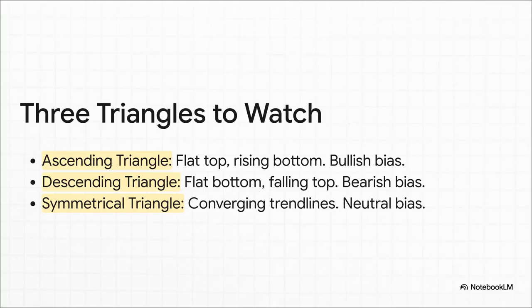So there are three main types you need to keep an eye out for. You've got the ascending triangle, which has a flat top and a rising bottom that usually hints at a bullish breakout. Then there's the descending triangle, which is the exact opposite, a flat bottom and a falling top, which suggests a bearish breakdown is more likely. And finally, the symmetrical triangle, which is totally neutral. The price is getting squeezed from both sides and it could really break in either direction.